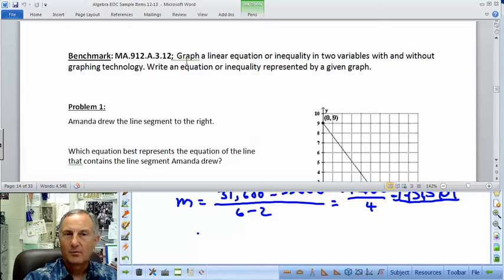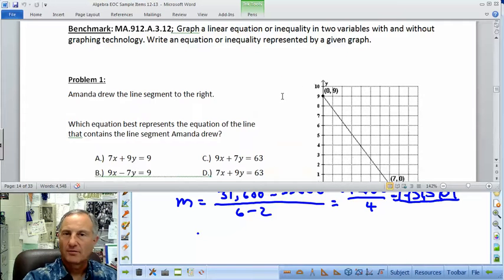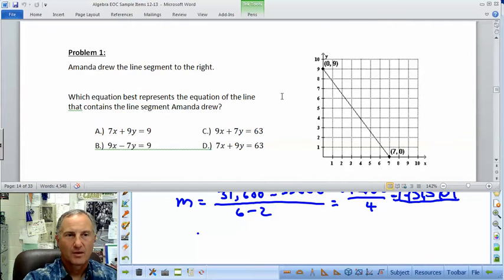I'm sorry. Here we're graphing linear equations and inequalities in 2 variables with and without technology. Again, you get a little calculator that comes with this, but it's going to be a 4-function deal, so you're not going to have a graphing calculator. Write the equation from the given graph. If we drew this line segment here and we want to know the equation of the line, notice everything's in standard form.